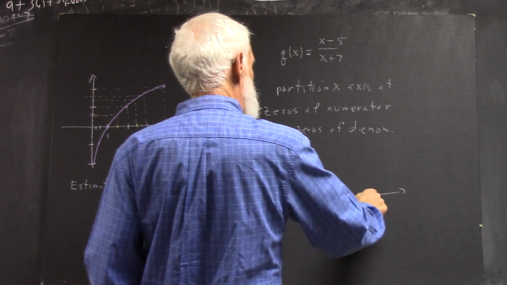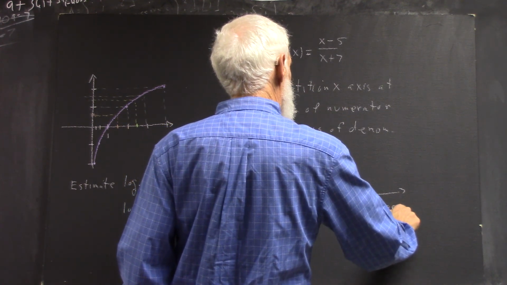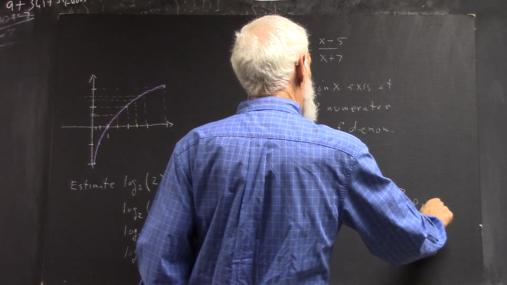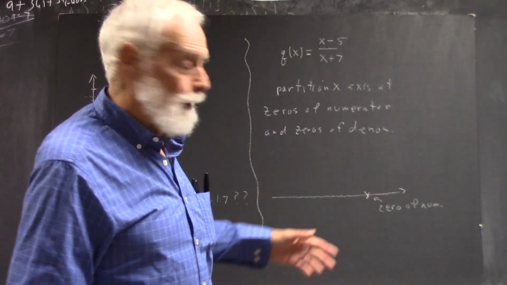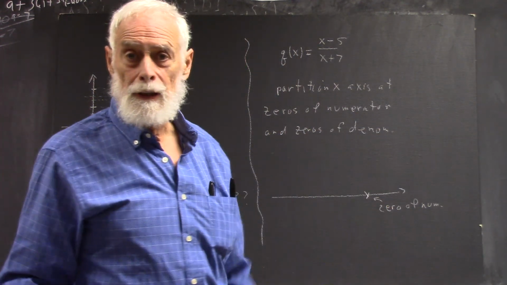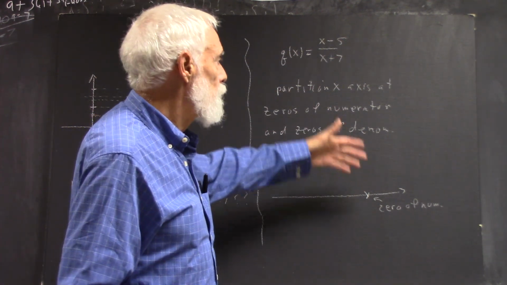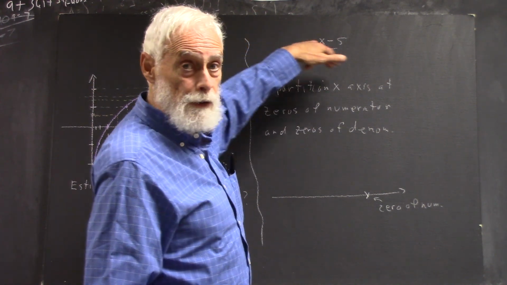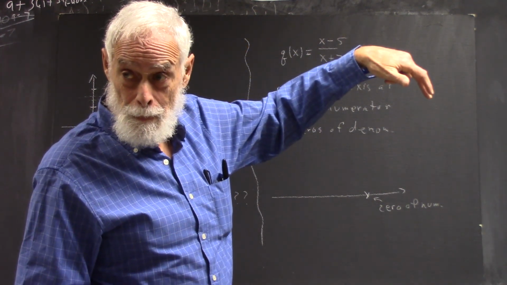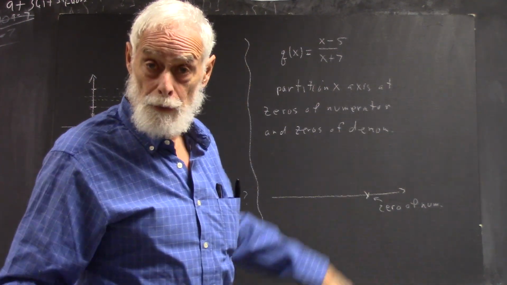So, the zero of the numerator is here, and the zeros of the numerator are the only places where the function can cross the x-axis. The function can change sign. It will change sign only at zeros of the numerator and zeros of the denominator. But it can only go through the x-axis at this point, if it does go through the x-axis.